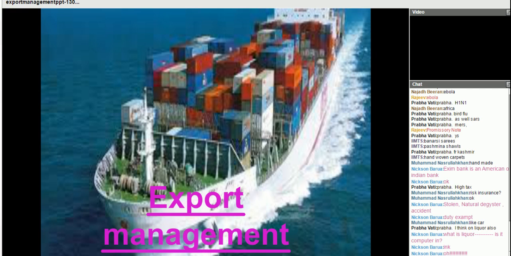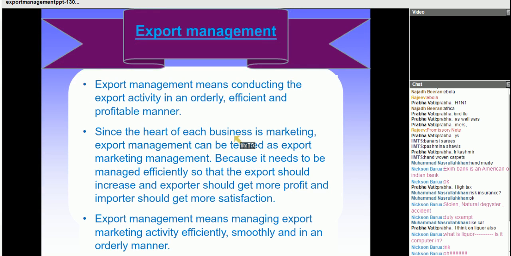Okay, so now we come to the next PPT, which is again on export trade only, but it is about export management. So as we can just make out from the name, it means conducting the export activity in an orderly, efficient and profitable manner. So and since the heart of each business is marketing, export management can be termed as export marketing management.